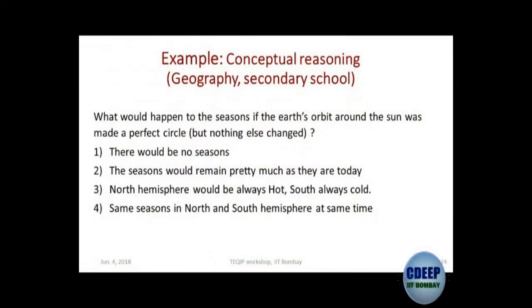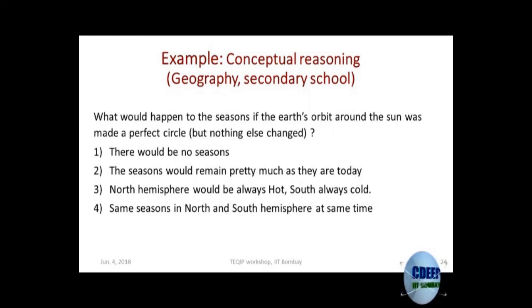What would happen to the seasons if the Earth's orbit around the Sun was made a perfect circle? Everyone knows it's elliptical. If we make it a perfect circle, so what would happen? Okay. Nothing else was changed. Would there be no seasons, or would the seasons be same as they are today, or the Northern Hemisphere would be always hot, or various choices are there.